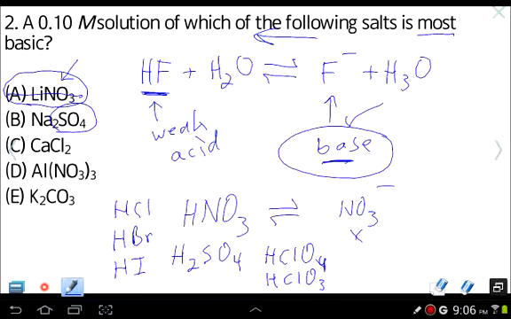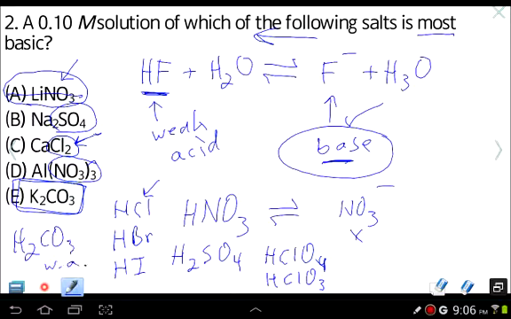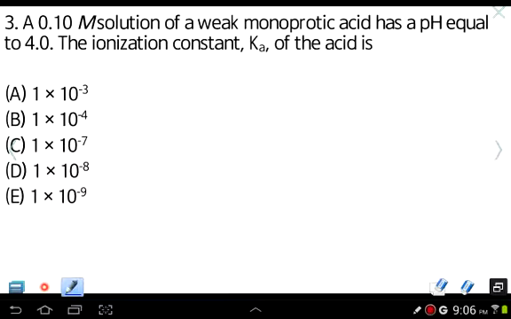And so we can see Cl came from hydrochloric, which is a strong acid, which means Cl- won't be basic. Again, we have nitrate here. So this is the only one that would match. In fact, carbonic acid, H2CO3, is a weak acid, which means its conjugate will be basic. And that's how you would figure this out. So E is actually the right answer. How about a question like this? A 0.10 molar solution of a weak monoprotic acid has a pH equal to 4.